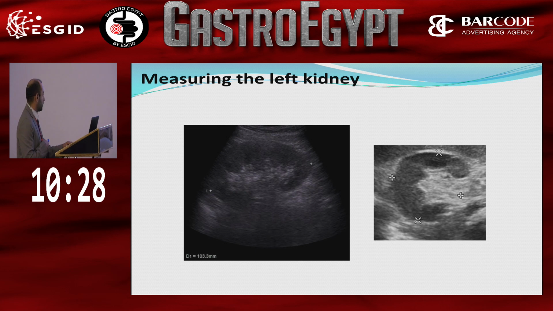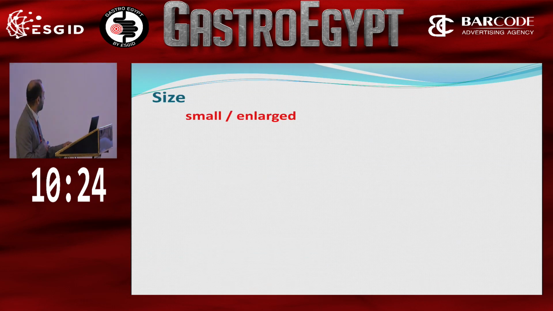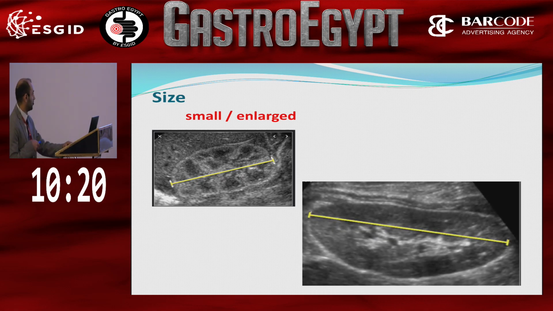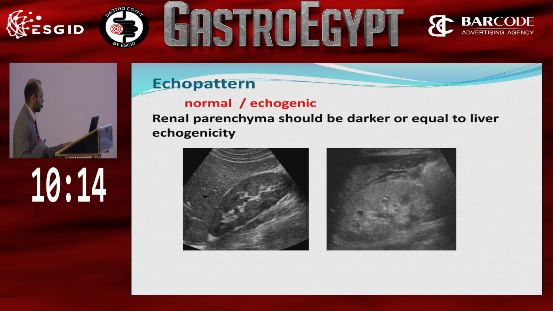This is the left kidney. Also, I have to measure it in longitudinal section and transverse section. I have to comment on the size. It may be small or it may be large. The size of the kidney is from 8 to 12 centimeters. I also have to comment on the renal echogenicity. It should be lower than, darker than, the liver. Okay, this is a normal kidney, and this is an echogenic kidney.